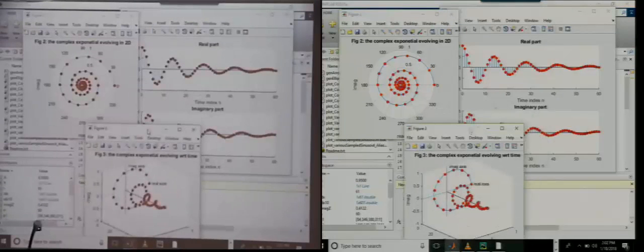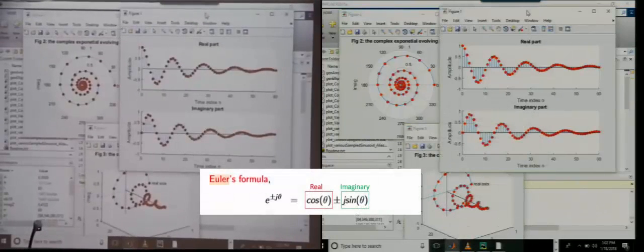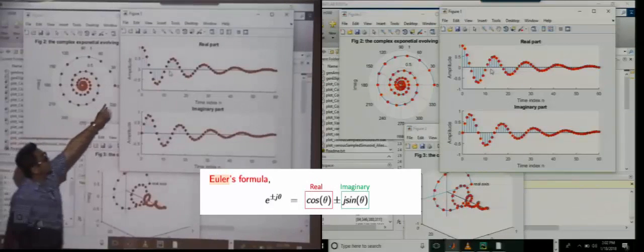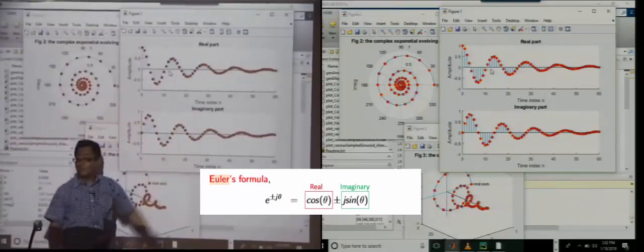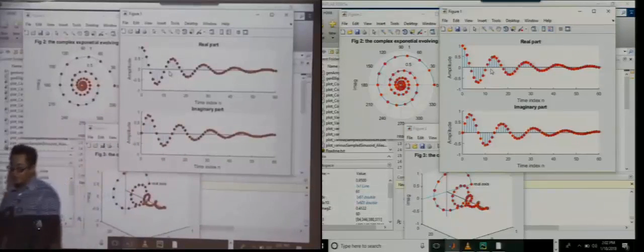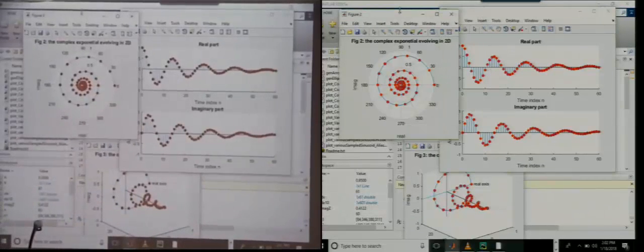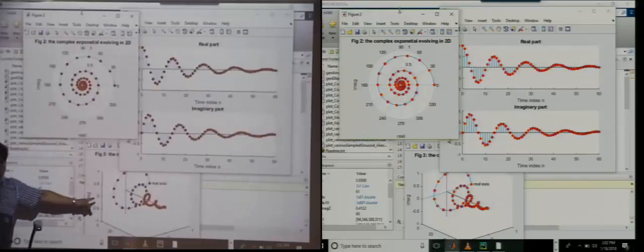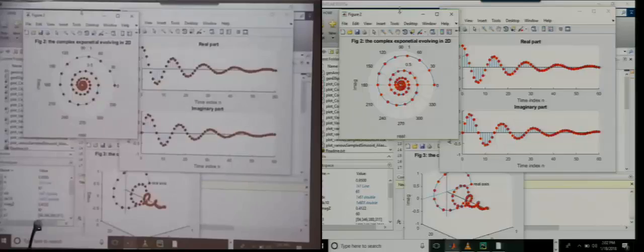It's a bit fast. One is the real part versus time. This is the imaginary part versus time. This is the polar plot. This is the 3D plot of the same thing. So you see three different views of the same thing.